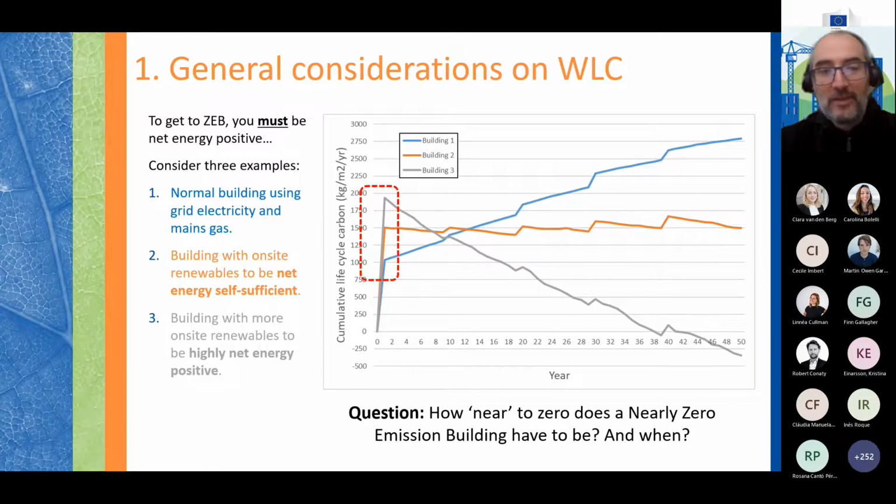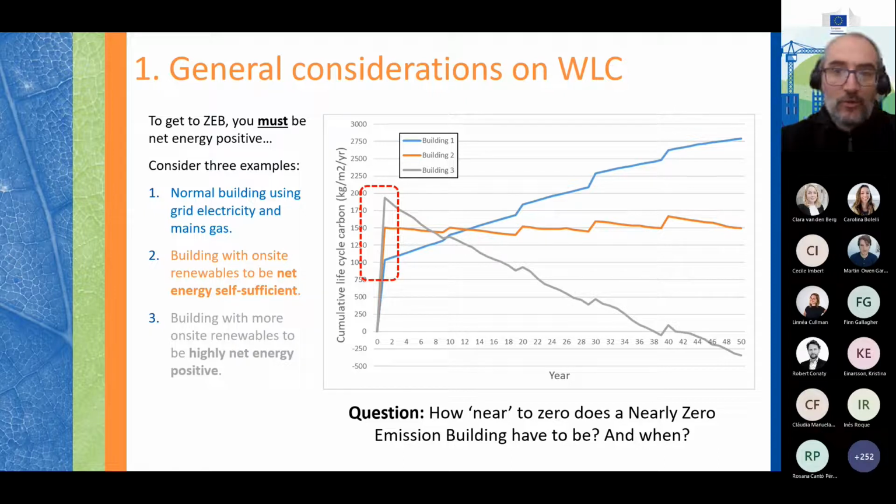I want to explain here just how whole life carbon can really look or evolve in different types of buildings. So really there's this general idea that in the existing Energy Performance of Buildings Directive, they introduced the concept of NZEB, which stood for Nearly Zero Energy Buildings.